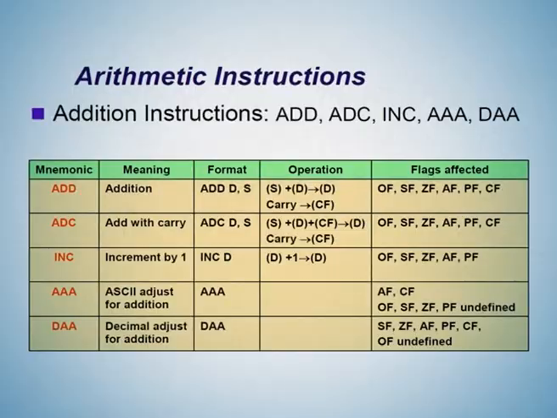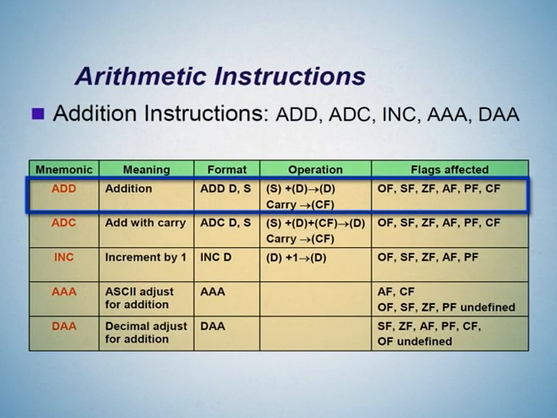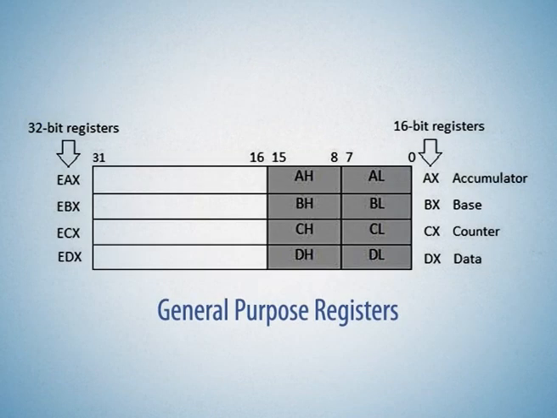There are 5 different addition instructions. The first add instruction has a format ADD D, S, which performs the operation S plus D. That means it adds the destination and the source and stores the result in D. The D is either a 16-bit accumulator register called AX or an 8-bit accumulator register called AL. This AL, which is an 8-bit accumulator register, is a part of the bigger 16-bit AX register.